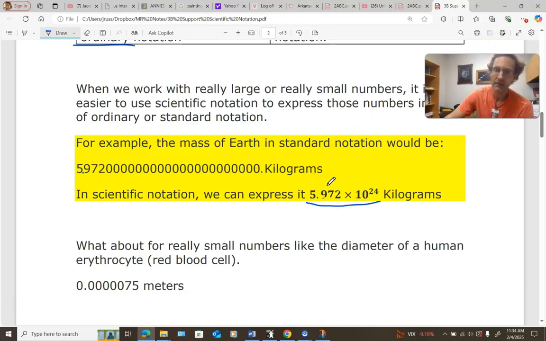So 5.972 times 10 to the 24th power is the same as, well, like I said, I'm not even sure how to say this. All right, so that's an example of expressing a really large number in scientific notation.